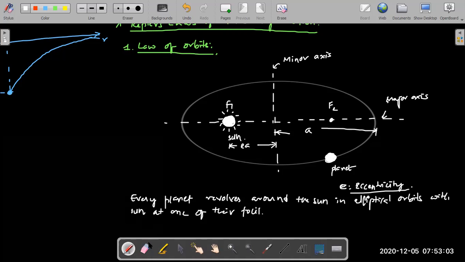So that means a circle is a special case of an ellipse only. All the planets either revolve in elliptical paths or circular paths. Is that okay? Yes, sir.